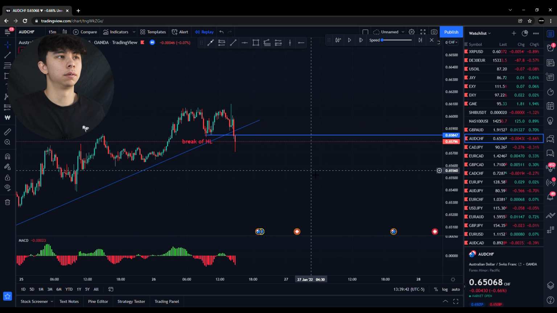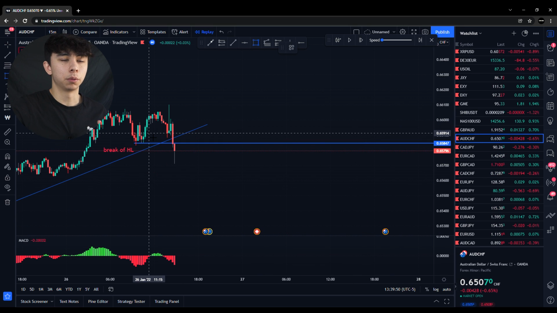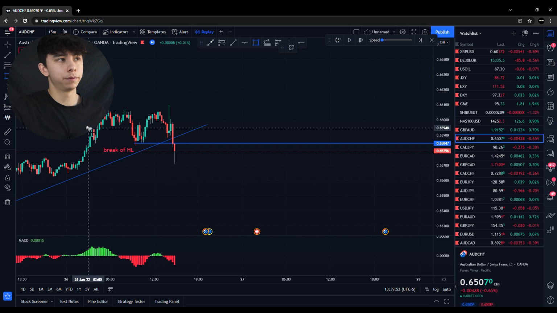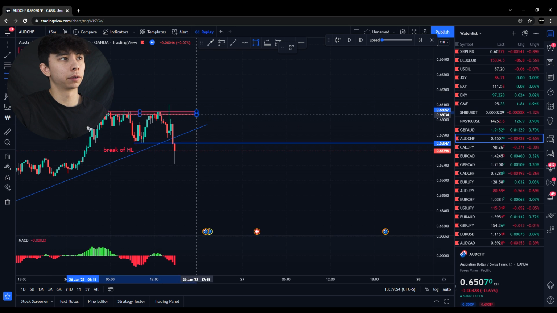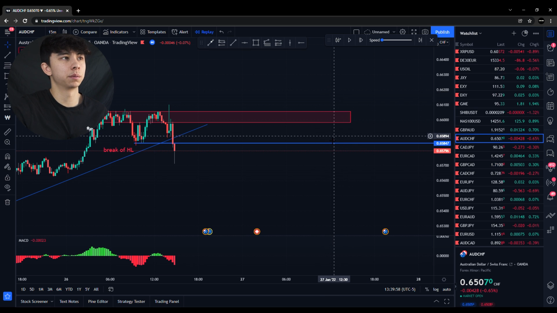Next step, how do we enter? I look for two things. Liquidity. How do we find liquidity? Look for areas with big wicks. See all these big wicks? So that's one possible area.